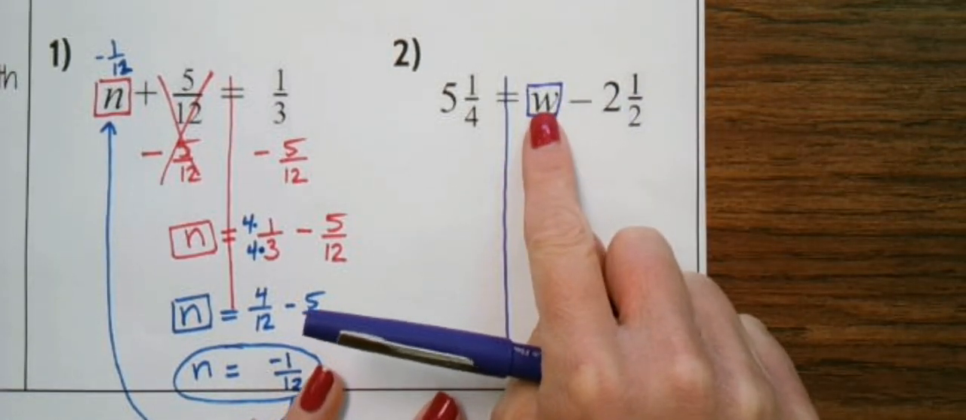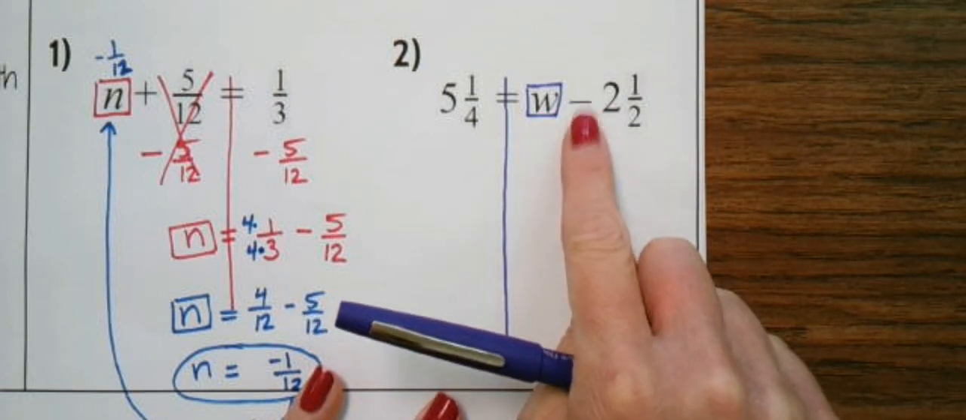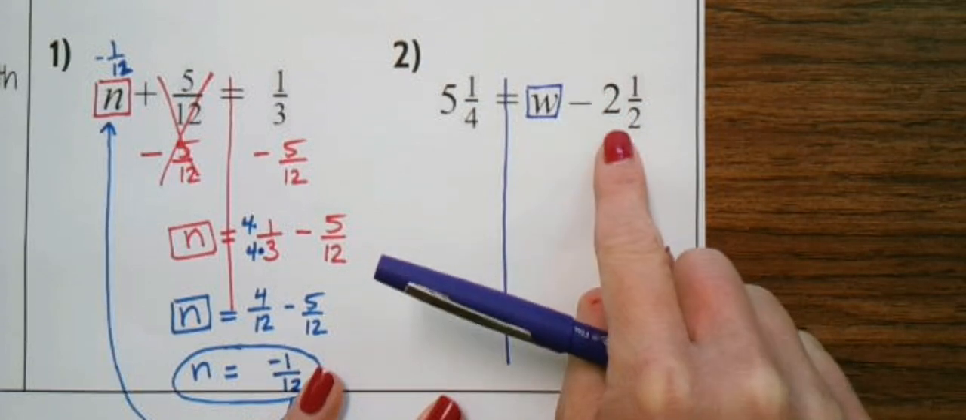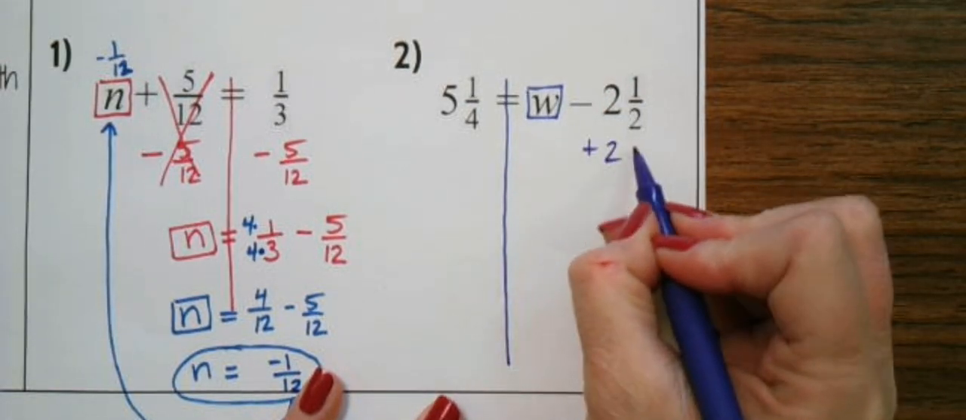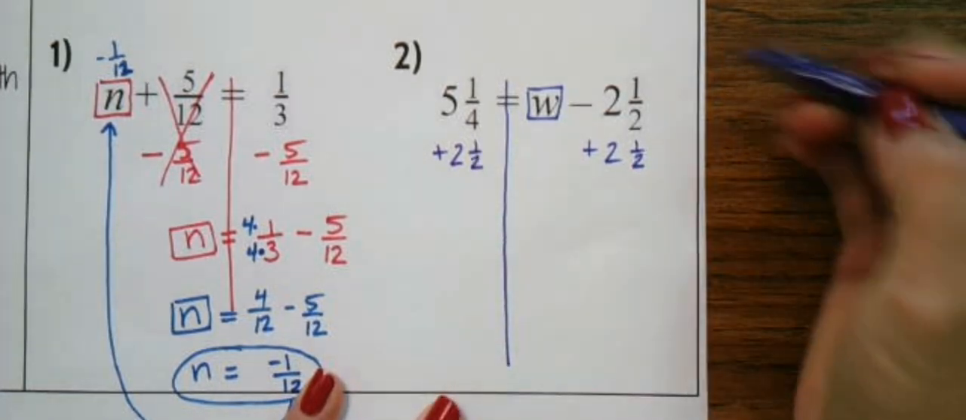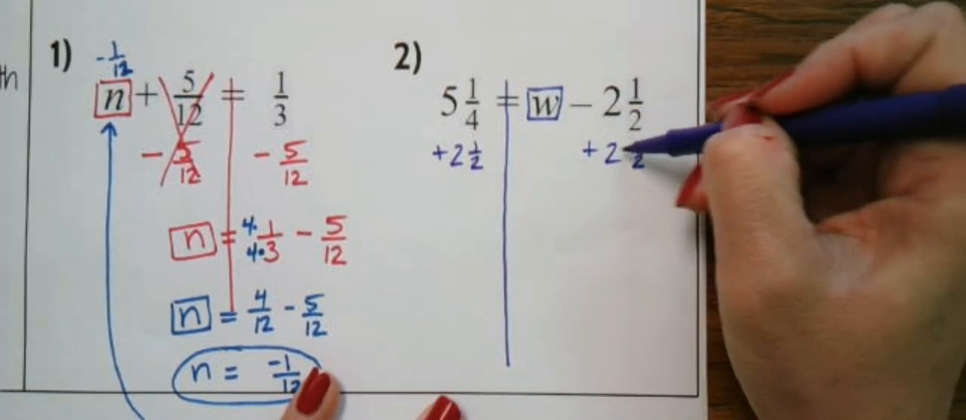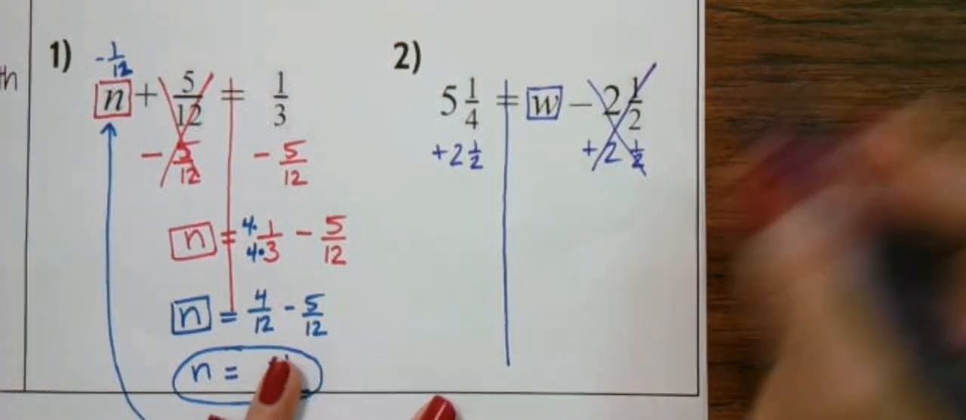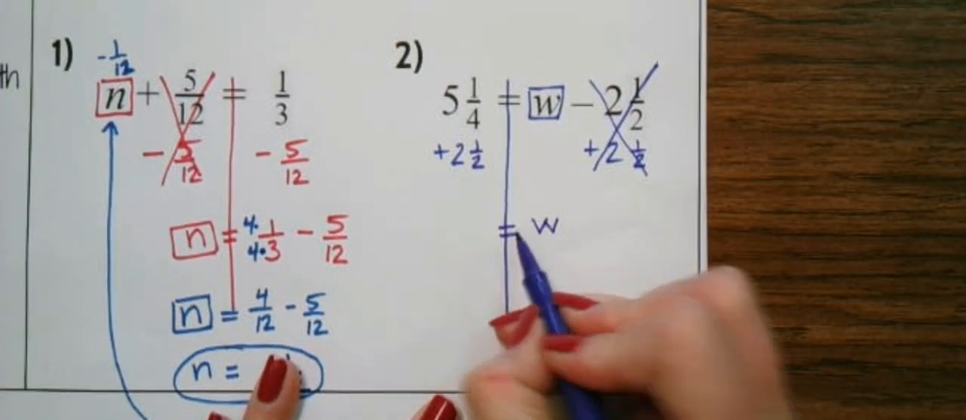So I look at the side with the w. What's been done to it? -2.5. So what's the inverse of -2.5? Well, that would be +2.5. So I'm going to add 2.5 to both sides. The -2.5 and +2.5 are opposites. They're inverses. They cancel and make 0. So I have w all by itself.